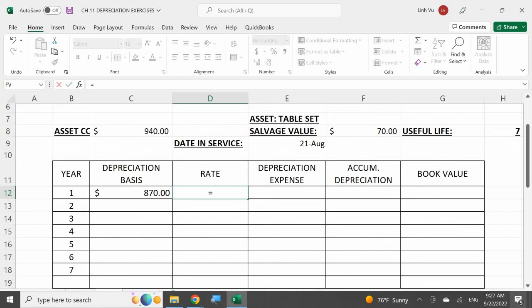And then what is going to be my rate? 0.28. Not 0.28. That's multiplying it twice as much. This is straight line. Do we need to do it twice as much? No. 0.14. It's going to be 0.1428.